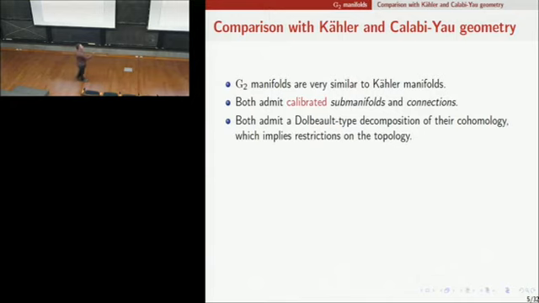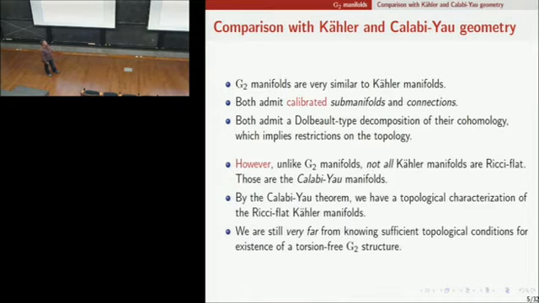Okay, I want to say a little bit about comparing G2 geometry with Kähler and Calabi-Yau geometry, because there are some similarities and then some very important differences. They both have calibrated submanifolds. We heard a lot about that this week. They also both have calibrated connections, for example the Hermitian-Einstein or Hermitian-Yang-Mills connections. I don't want to say too much about the connections, but there are the Donaldson-Thomas connections too that we heard about earlier in the week. And they both have Dolbeault-type decompositions of their cohomology, which implies restrictions on the topology. Again, let's just restrict to the compact case. So there are a lot of things that are analogous.